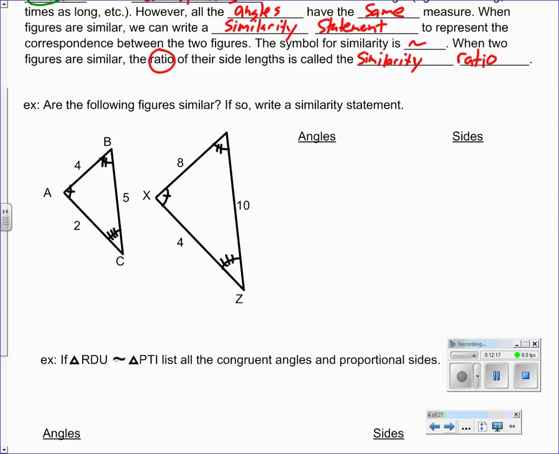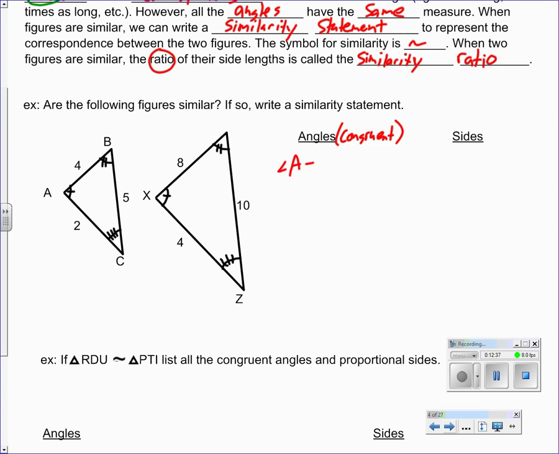So we're going to look and see if these two figures are similar. If they are, we're going to write a similarity statement. So first I'm going to check the angles. Remember that the angles for similarity need to be congruent. So you have to have the exact same angle measures. So look at the marks, the way the picture's labeled.